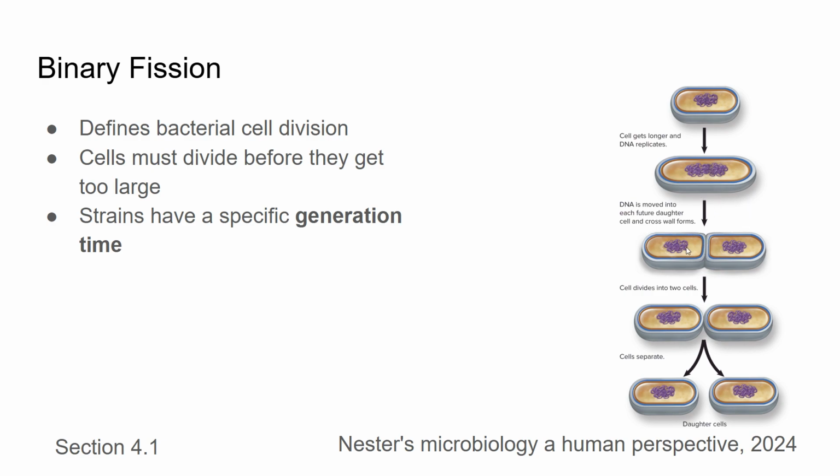So the DNA will be sequestered into either side as daughter cells will form. And then those cells are going to pinch off and divide into two cells, and they can separate or they can stay together, just depending on the bacterial morphology.